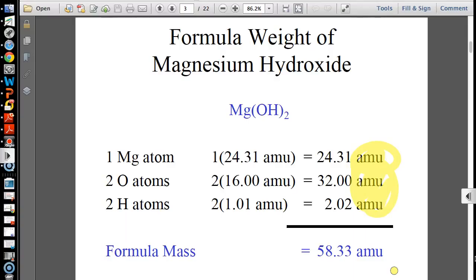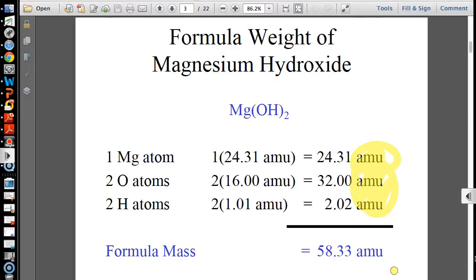So anyway, one magnesium atom, and we have to use the atomic masses that are on the periodic table. Those were calculated by taking the isotopes, doing the percentages, and adding it up. Do you remember how we did that? One magnesium weighs 24.31 AMUs. Two oxygens, if I look on the periodic table, their mass is 16, and I have two of them.